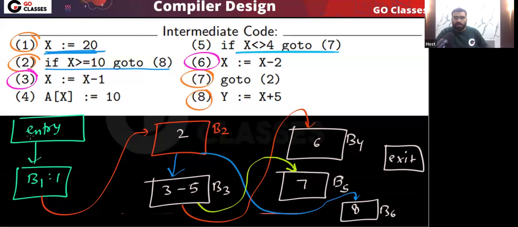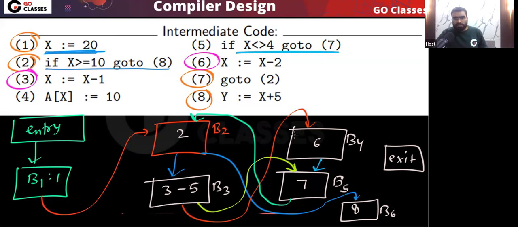Right? Okay. What about the next one? From 6, this is a simple instruction, so you will put only one edge to the basic block containing the next instruction. This is unconditional. How many edges will come? Only one edge will come, to the basic block containing instruction number 2. Right? Okay, very simple.